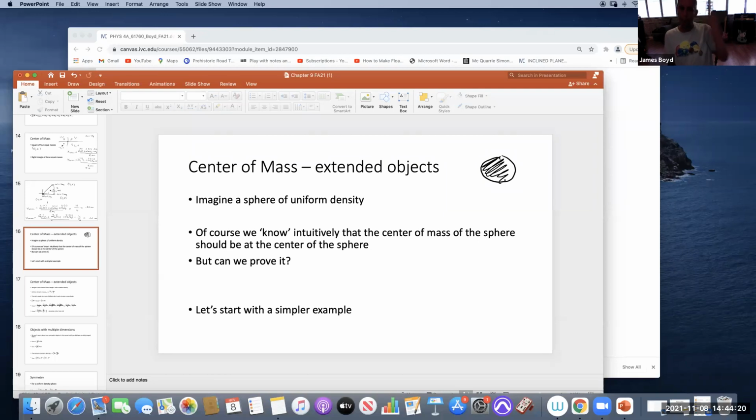Okay, so we have a sphere of uniform density. We intuitively, as humans, kind of understand that the center of mass is at the center of the sphere. But can we prove it? This becomes harder than you might think with what we know right now. But it's actually super easy to prove.